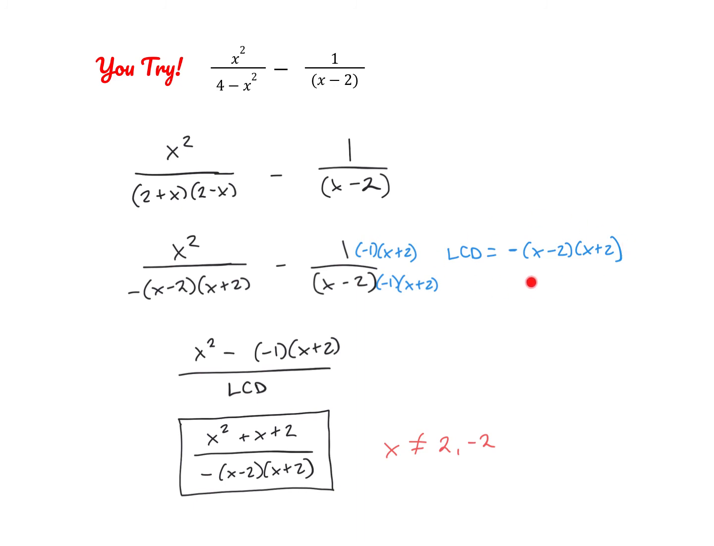So our least common denominator is negative x minus 2 times x plus 2. So you can see I made that common denominator, and then I combined the numerators and multiplied it out to get x squared plus x plus 2 over our least common denominator, and then x cannot equal positive 2 or negative 2.